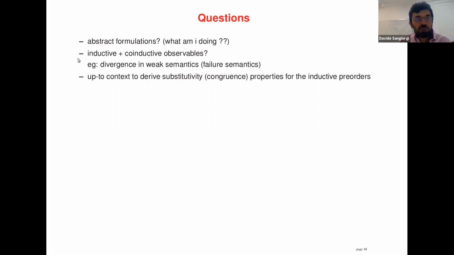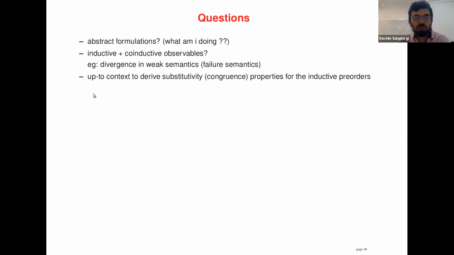Another interesting question for me concerns weak semantics. In weak semantics, some of the preorders that I've mentioned, for instance the failure preorder, make use of observables that are naturally coinductively defined, like divergence. So the question here is how to refine the framework that I've shown so as to accommodate both inductive and coinductive observables.